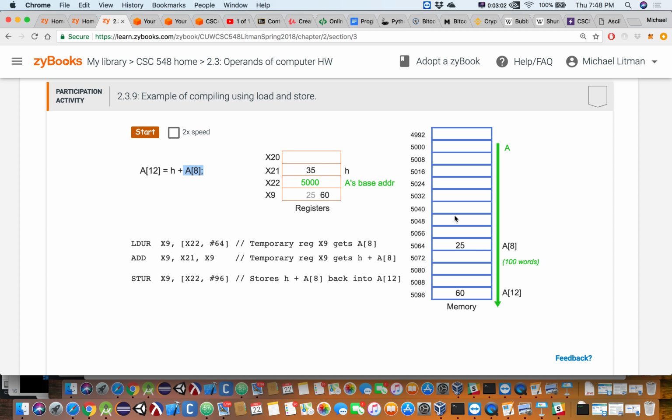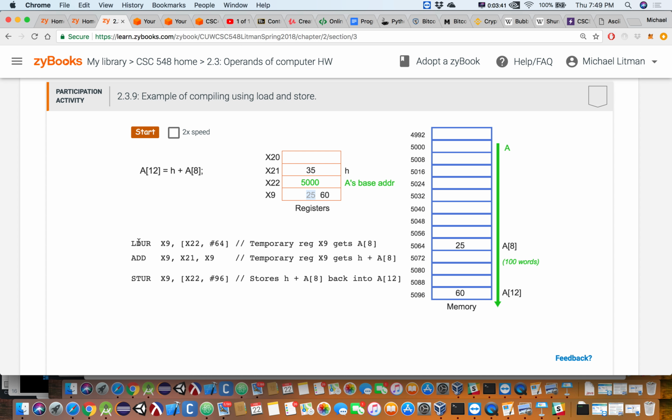All right, so these are 1 byte buckets, the way they're dealing this example. So this is bucket 0. This is bucket 1 at memory address 5008. This is bucket 2 at 5016. Bucket 3, bucket 4, bucket 5, bucket 6, bucket 7, bucket 8 at 5064. Okay, so they're saying we're going to load into X9 the value that lives at base address 5000 plus 64. So we're going to load this 25 into X9. So it was 25 initially.